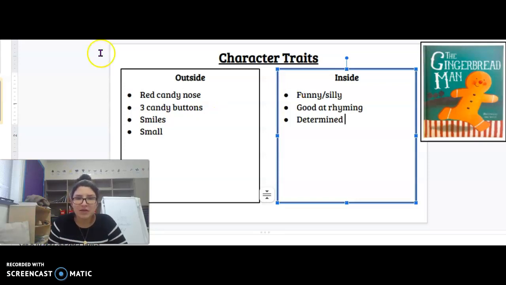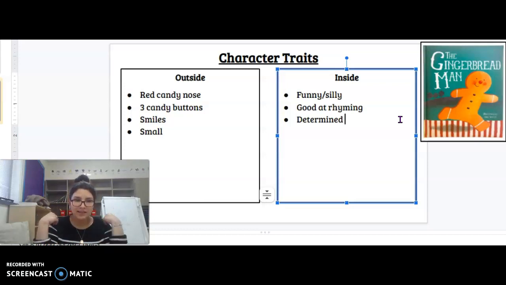So these are things that we notice on the outside. Red candy nose, 3 candy buttons, smiles, small. We can name more things, but there's just a couple. Inside. So he's a funny, silly character. He's good at rhyming. He's determined. He's wanting to get away from all those different other characters that are trying to get him, right? So these are character traits.